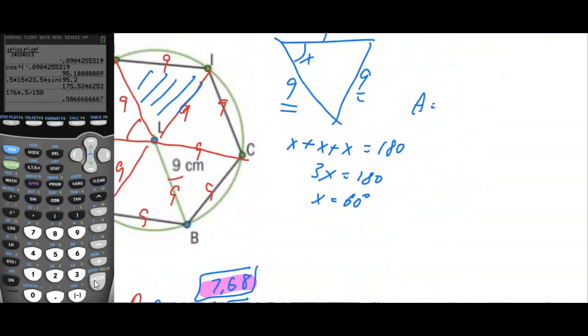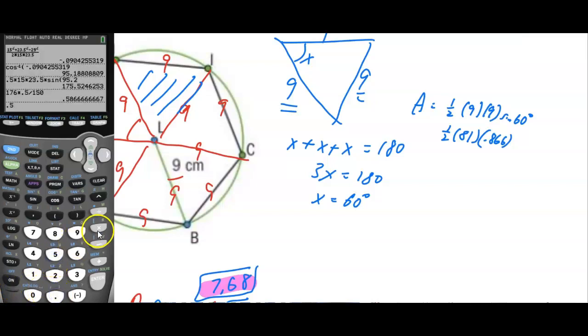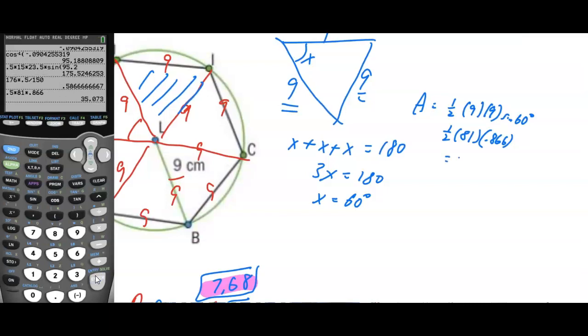Now to figure out the area, we just do 1/2 times 9 times 9 times the sine of 60 degrees, and we're almost done. Sine of 60 degrees is 0.866. You can do that on the calculator to make sure. So it's 1/2 times 81 times 0.866. This is easy. 0.5 times 81 times 0.866, and the answer is 35.1. That is the area of one of these triangles.